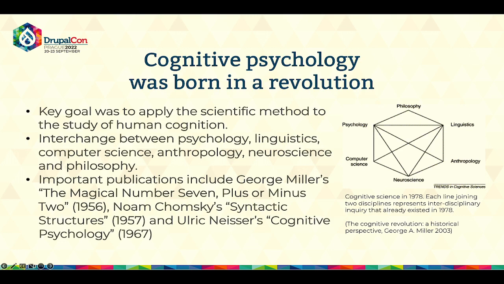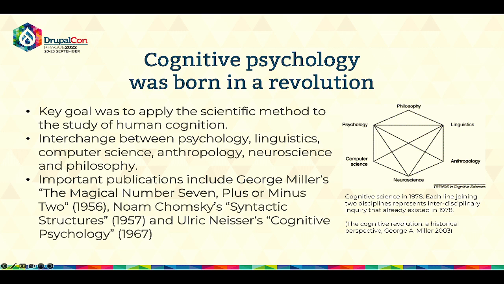But cognitive psychology was born in a revolution, and it was a revolution against strict behaviorism. The key goal was to apply the scientific method to study human cognition. The idea was to have interchange between psychology, linguistics, computer science, anthropology, neuroscience, and philosophy. And there were some important publications at that time that are valid even today, at least in some parts. George Miller's The Magical Number 7 plus or minus 2, which most people doing usability know as Miller's rule or Miller's law. And there was Noam Chomsky's Syntactic Structures and Ulrich Neisser's Cognitive Psychology.